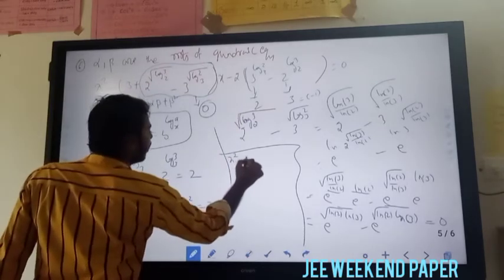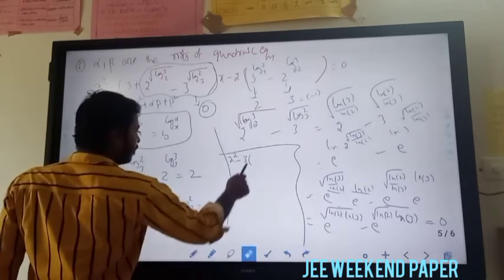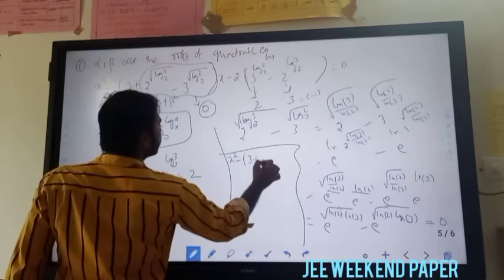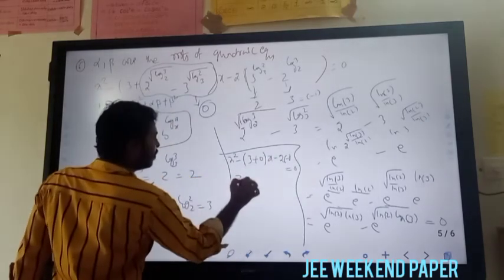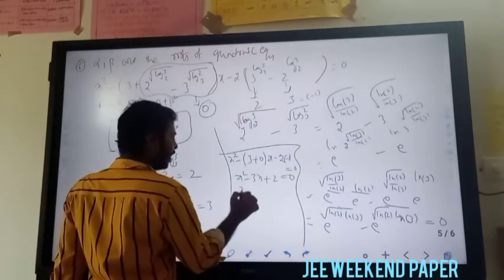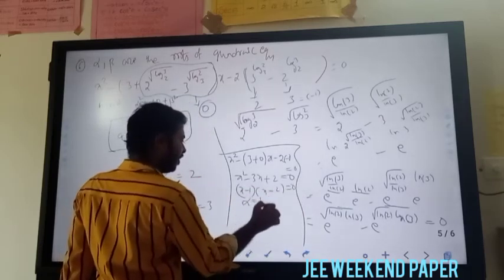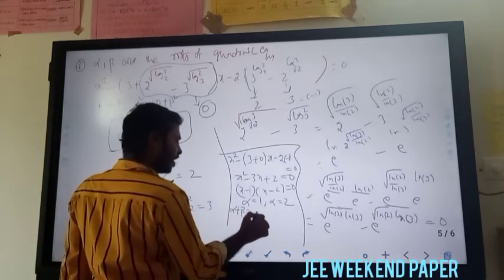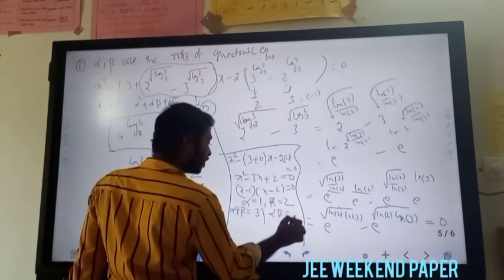So x square minus 3 plus 0 into x minus 2 into minus 1 equal to 0. So x square minus 3x plus 2 equal to 0. So x minus 1 into x minus 2 equal to 0. So alpha equals 1 and beta equals 2. So the sum of roots is equal to 3 and the product of roots is equal to 2.